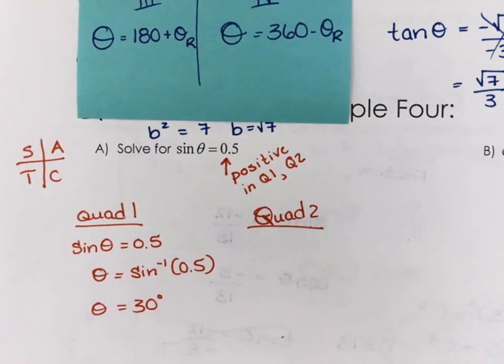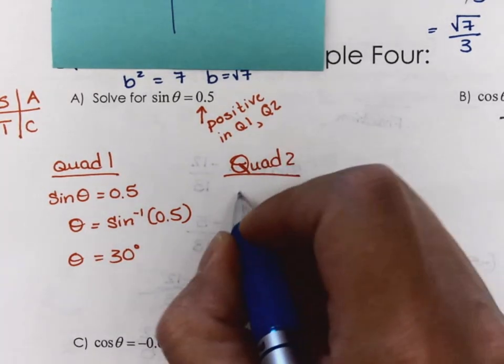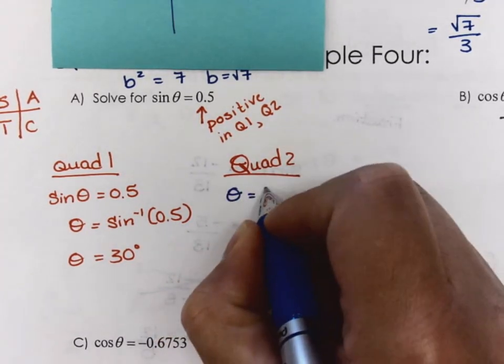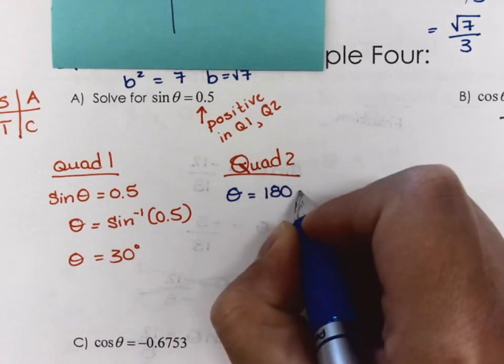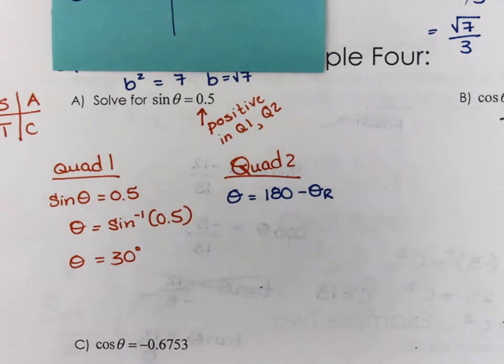I don't know where I'm going to put it. I'm going to put it up here. So that's quadrant 3 and 4, which is kind of useless. When we get to quadrant 2, we know that we need to use a reference angle. The rule is going to be theta equals 180 minus theta reference. And you're like, well, what's theta reference? Do I have to do more math to find theta reference?